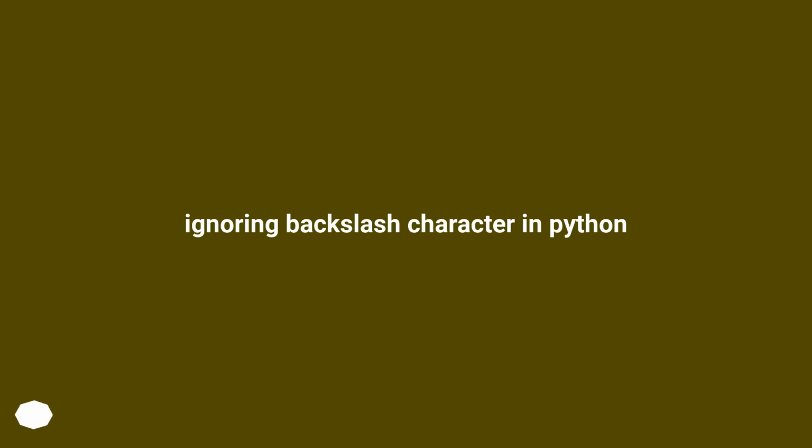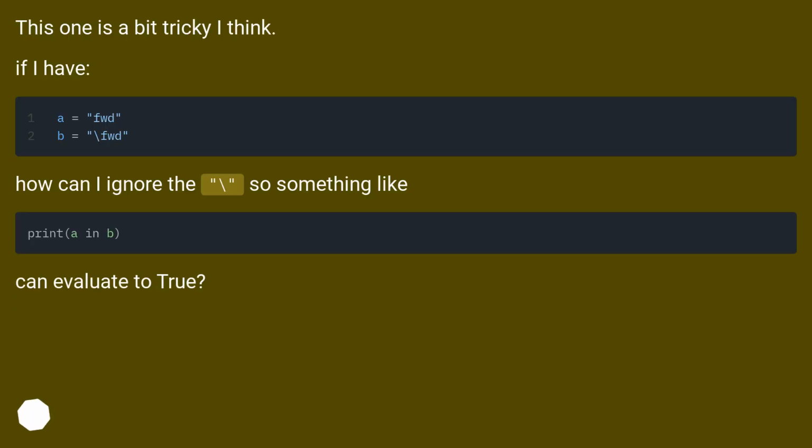Ignoring backslash character in Python. This one is a bit tricky, I think. If I have, how can I ignore the, so something like, can evaluate to true?